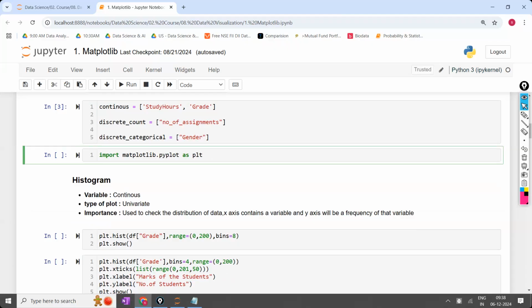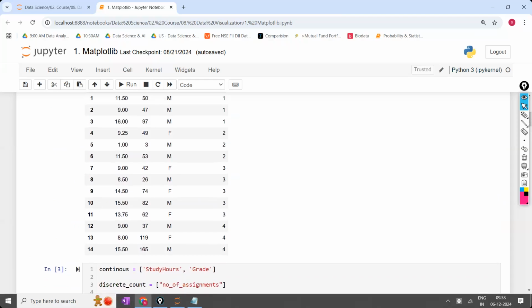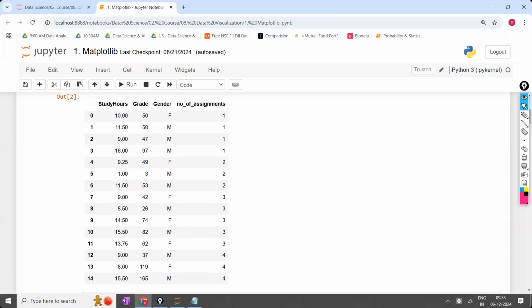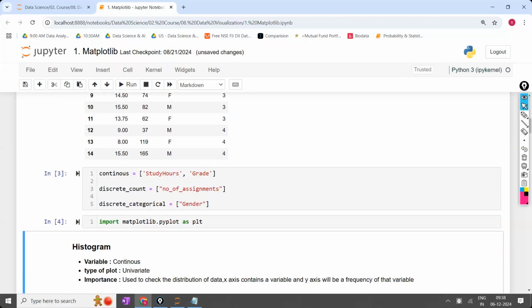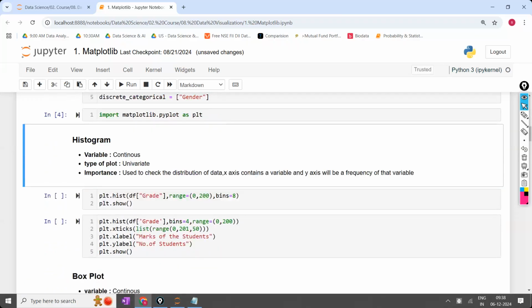Now, coming to the data set. In this data set, I have the study hours, grade, gender, and number of assignments. Now I'm going to start with the various kinds of plots. Out of the plots, the first plot is called the histogram. What is a histogram? Already I told you the histogram is applied on a continuous variable and it is a univariate plot. Univariate plot means it selects only one variable at a time. A single variable you are going to select and apply.